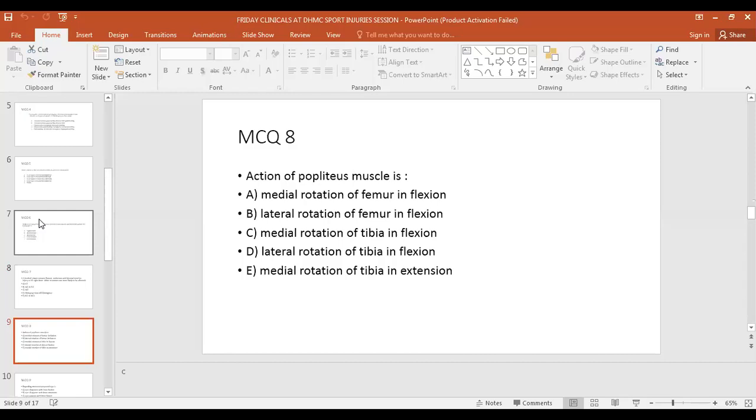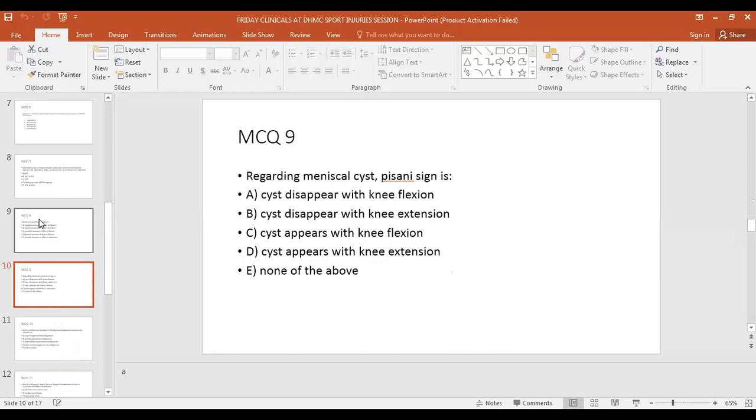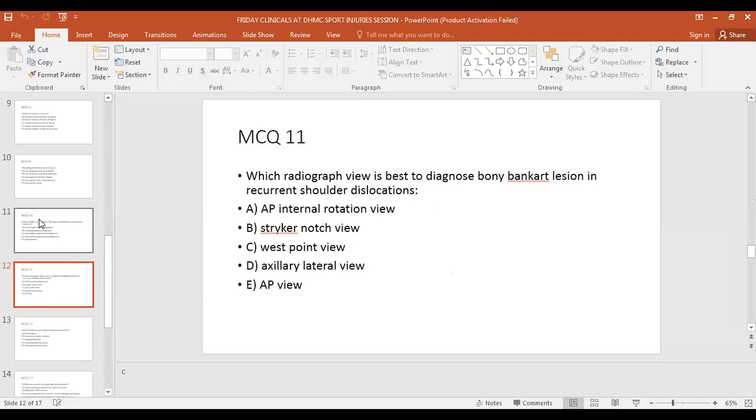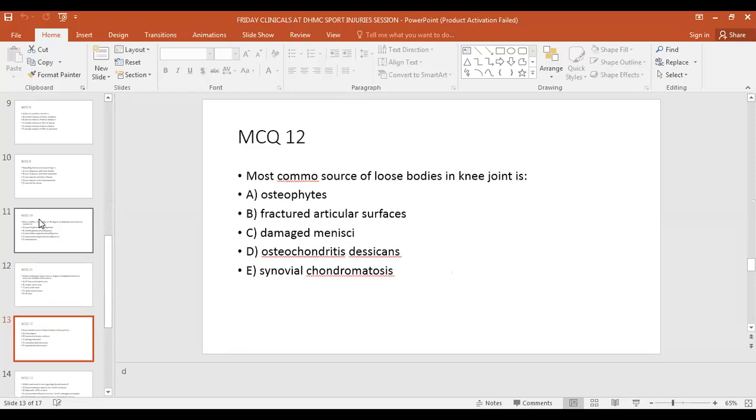MCQ 8, the correct answer is medial rotation of tibia in flexion, C option. MCQ 9, A option is the correct option, and the answer is cyst disappears with knee flexion. MCQ 10, the correct answer is anteroinferior glenohumeral ligament, C option. MCQ 11, again C option, it is the West Point view for diagnosis of bony Bankart lesions.